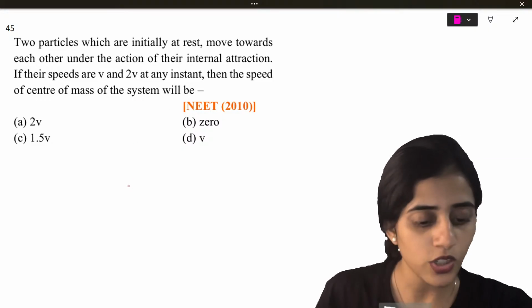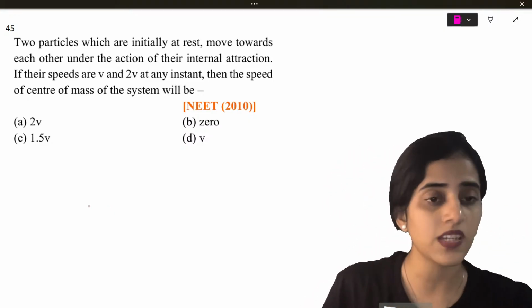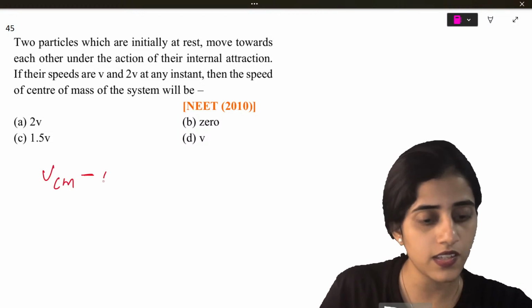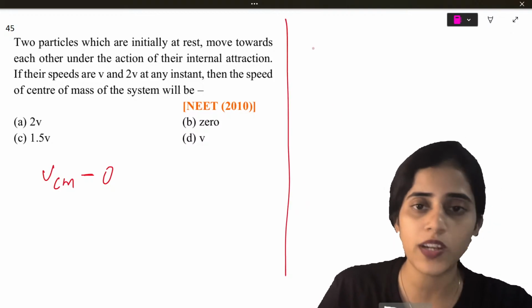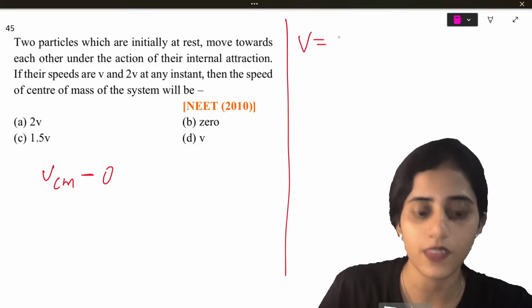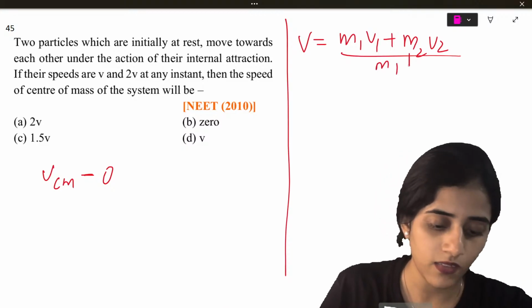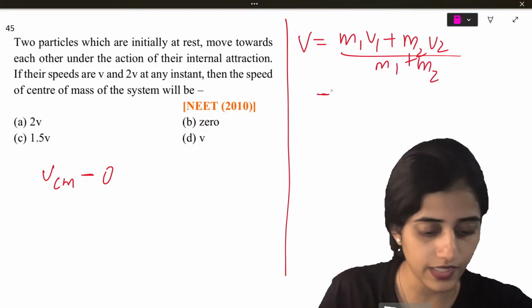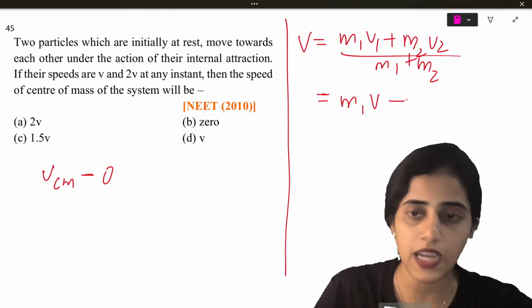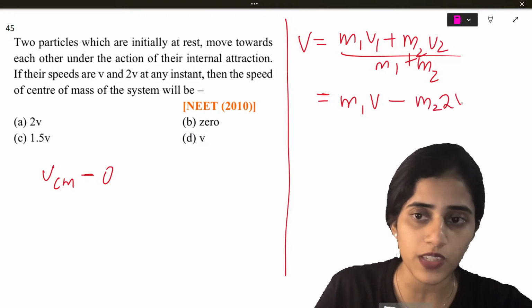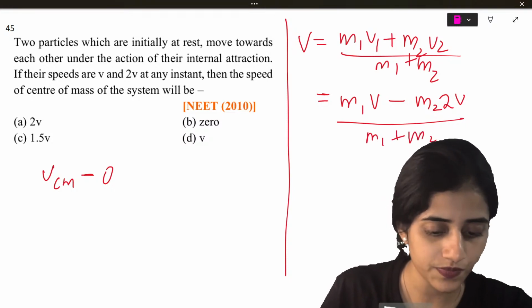Net external force on the system is going to be 0. But how do I do that? I can directly say it's 0. V is equal to (M1 V1 plus M2 V2) by (M1 plus M2). Now let's substitute M1 V minus M2 times 2V. It's given to you in the question, divided by M1 plus M2.